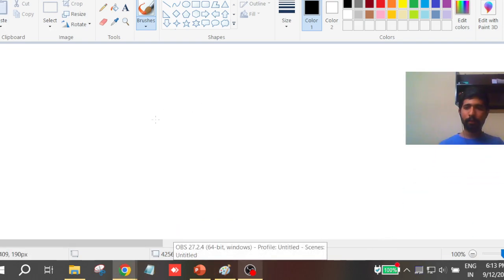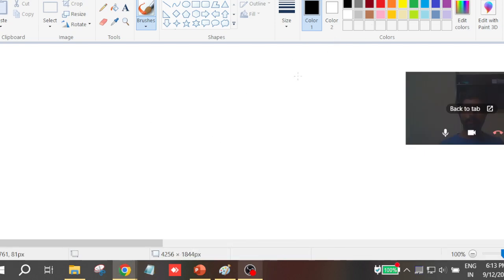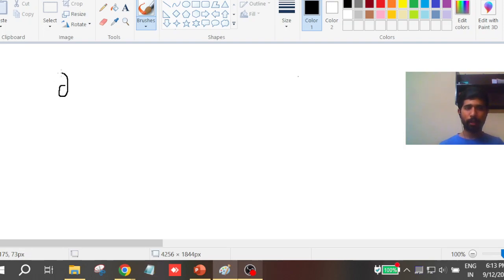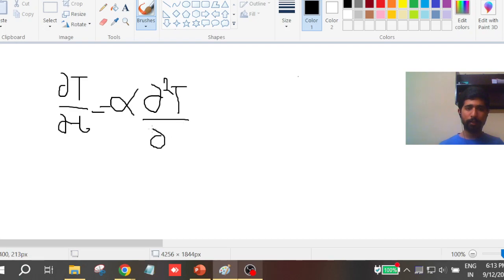Whenever we start with CFD, I had told in the previous classes also that we usually have unsteady equations. For example, if you just take one-dimensional unsteady state conduction, you have ∂T/∂t = α ∂²T/∂x². We usually start with this format of equations.